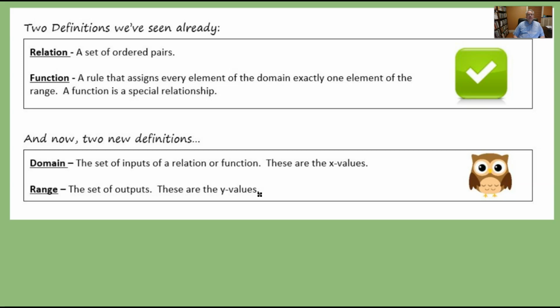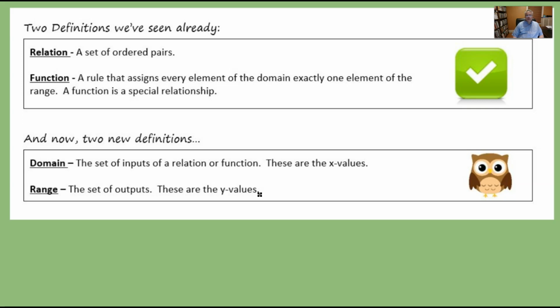Two we've seen already. A relation is just a set of ordered pairs, like any graph is a relation. A function is a special one. A function is a relation where every input only has one output. All right. So, two new definitions we're going to give today.